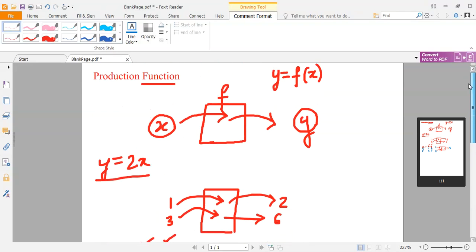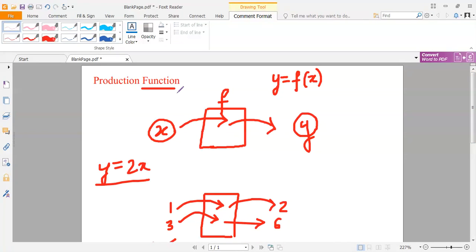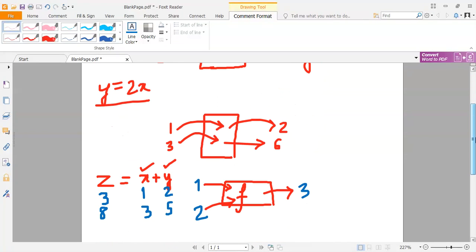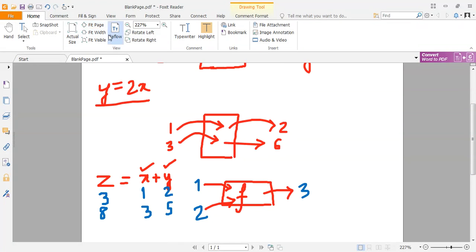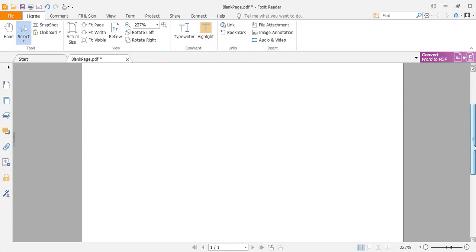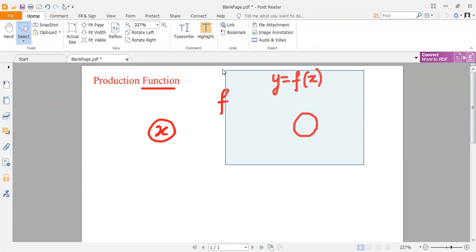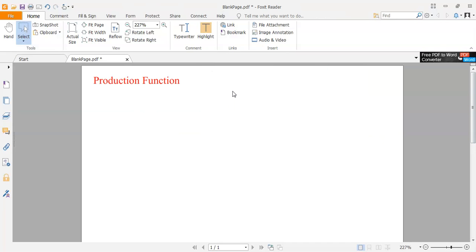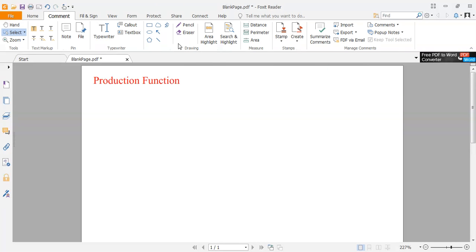Now, why do we need to know what a function is in order to understand a production function? A production function behaves in a similar way to a machine. What is production? Production essentially converts my inputs to outputs. That is what production is all about.